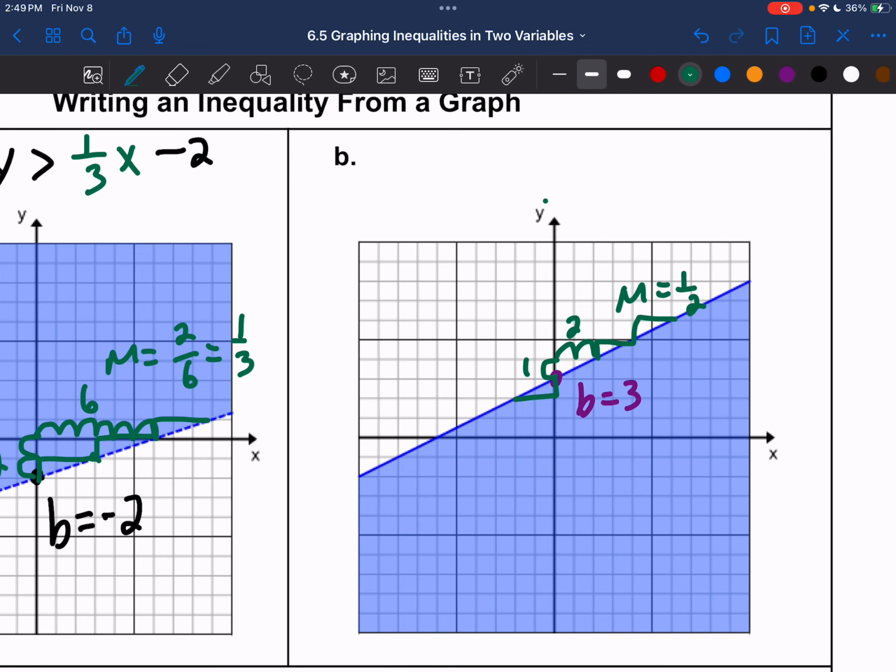It is a solid line, and it is shaded below. So when we write our inequality, y is going to be less than or equal to our slope, 1/2 x plus 3.